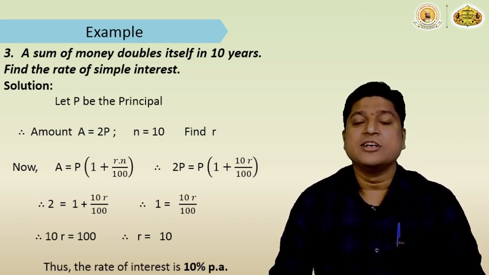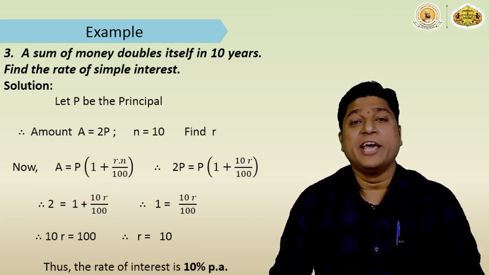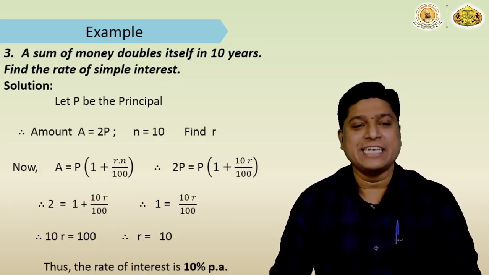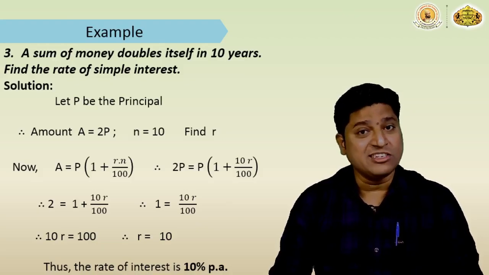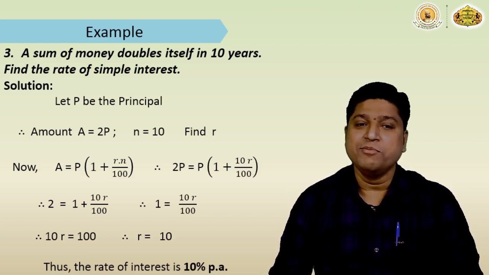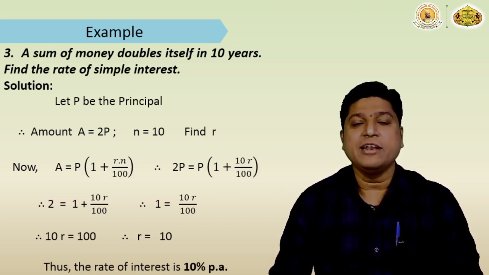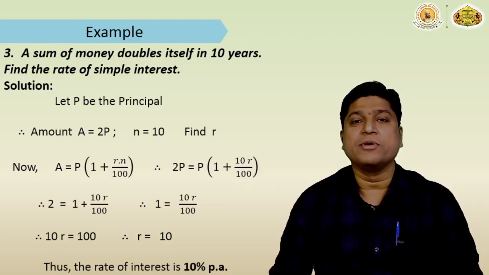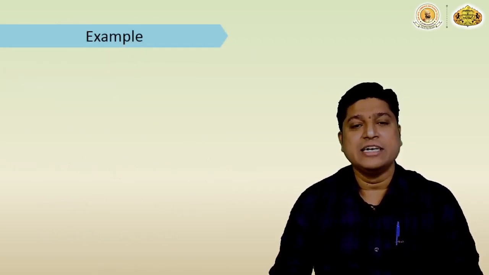Rate of interest is always expressed in percentage. So, now we can say that for a sum of money which doubles itself in 10 years, the simple interest will be 10% per annum. This is what we are going to learn in the first topic, that is simple interest.